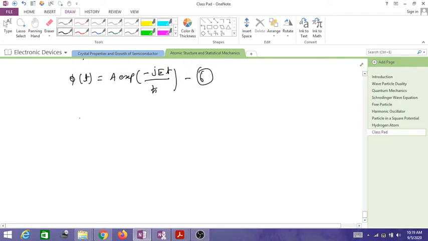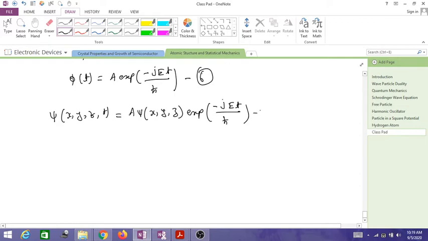The wave equation in 3 dimensions can be written as ψ(x, y, z, t) equal to ψ(x, y, z), which is an exponential multiplied by an exponential, that is, exponential of minus jEt by ħ. Let us call this equation number 7.